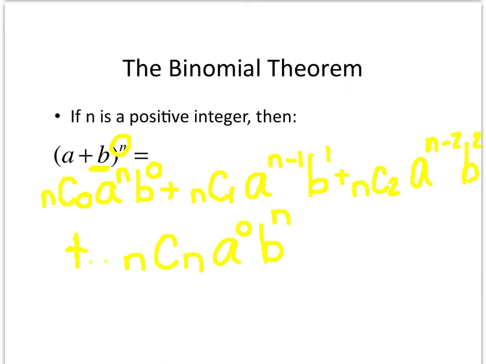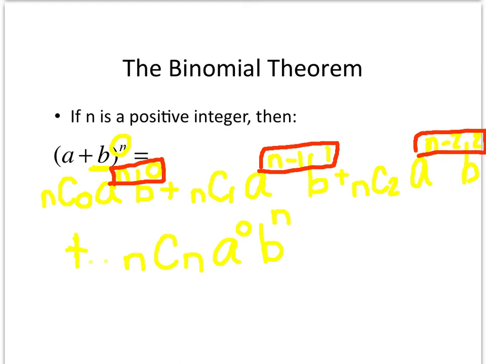Again, one way to tell if you're doing this correctly or not is that your exponents should always add up to the original number. So again, n plus 0 is n. n minus 1 plus 1 is n, n minus 2 plus 2 is n. And again, this number should always be the same as the exponent with your b.